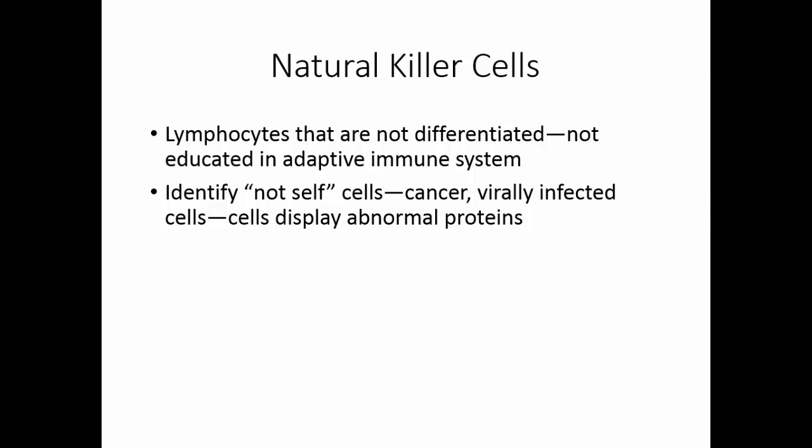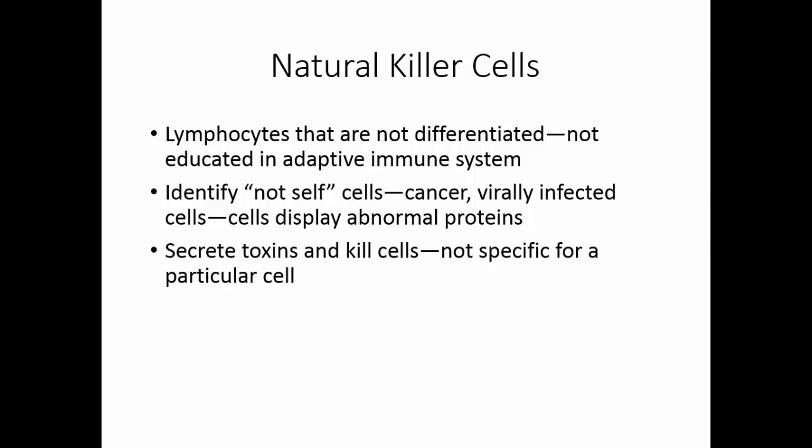Cancer cells and virally infected cells will put altered proteins on their cell surface. This will allow natural killer cells to identify these as abnormal, not self cells. Natural killer cells will secrete toxins that will kill the cell. Now, natural killer cells, even though they are lymphocytes, are still part of our secondary line of defense. They're not specific for a particular protein or a particular cell type. They only go after something that's not normal.